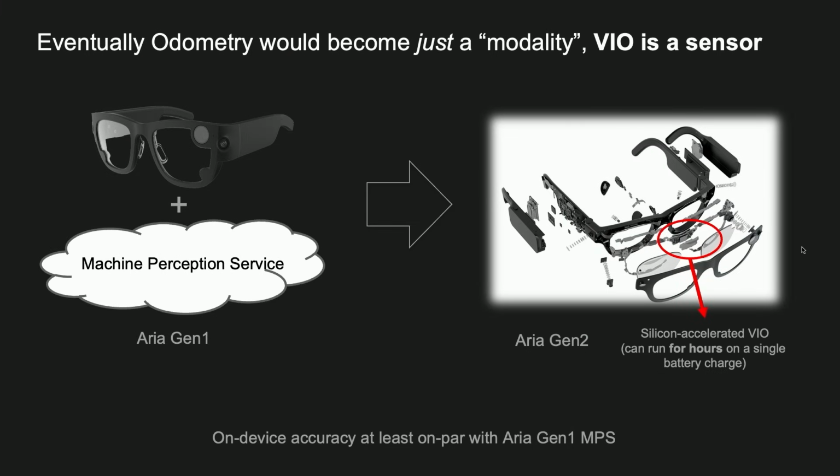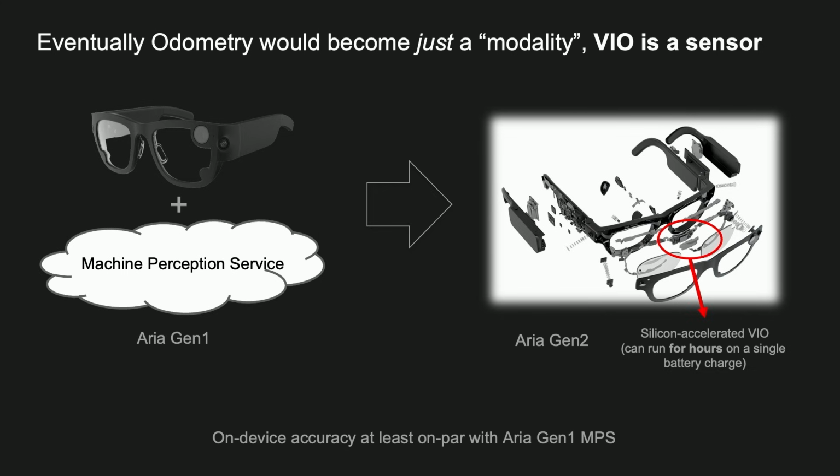And at Meta, we believe in that vision where, if you have an odometry that just works, there are a lot of things that you can unblock. Aria Gen 1 had the machine perception service to compute VIO, but as Jakob mentioned, Aria Gen 2 can compute VIO directly on the glasses for hours on a single battery charge. And the algorithm that computes VIO on Aria Gen 2 is on par in terms of performance with what I showed you today. So having odometry as a modality and a sensor on glasses is something that we have as a prototype today.